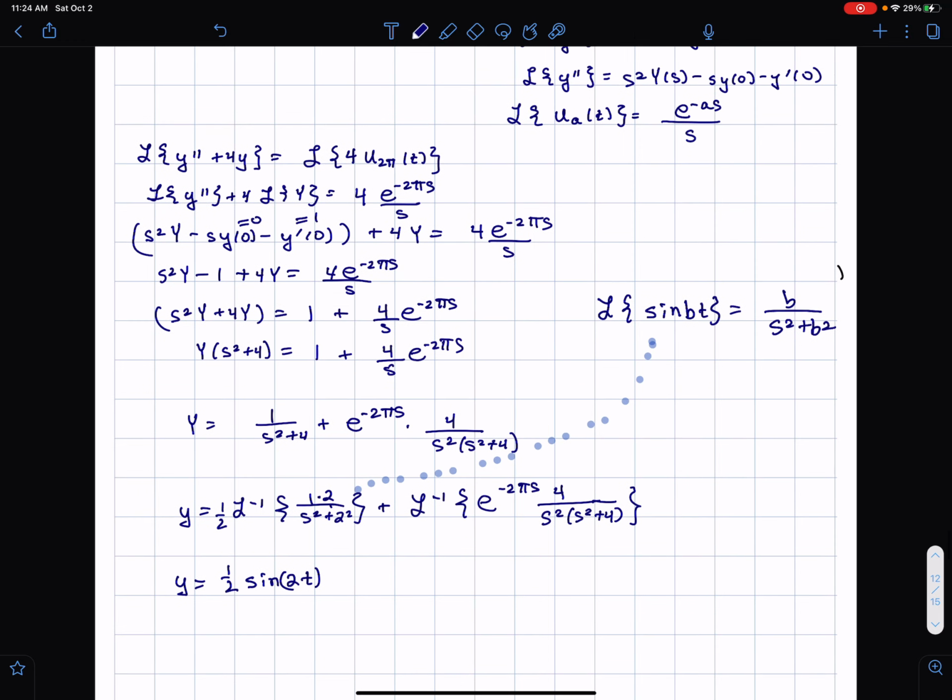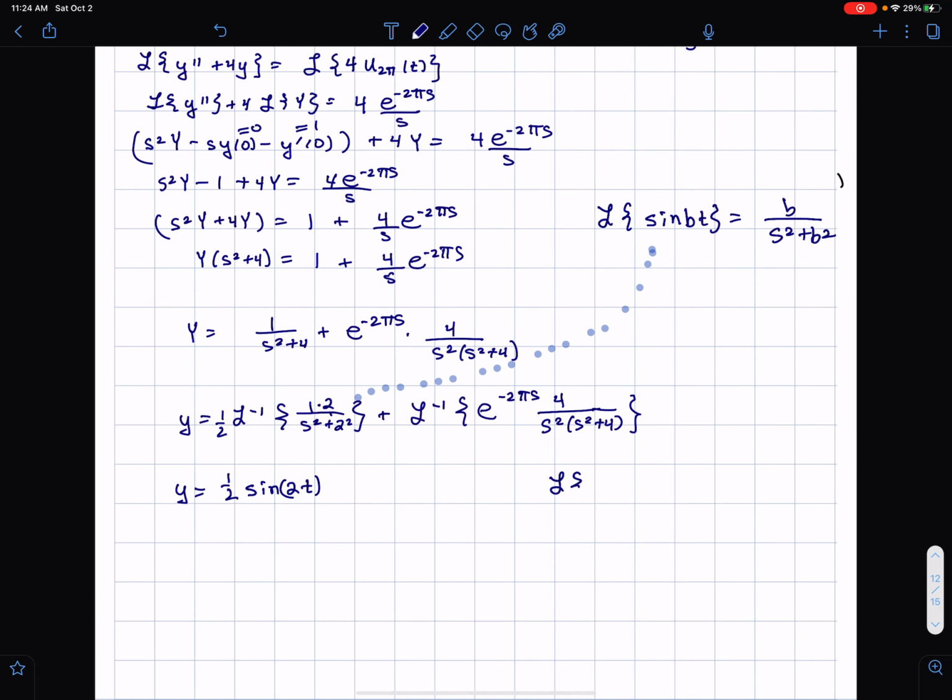For the next term, I have one more formula: the Laplace transform of u_a(t) f(t minus a) is equal to e to the negative as times F(s). So for this one right here, which has the e to the negative 2 pi s, you have to focus on that. So this is going to give plus u_{2 pi}(t).